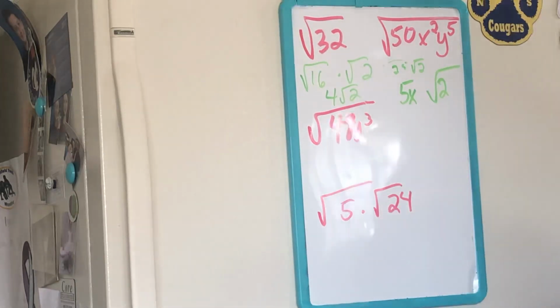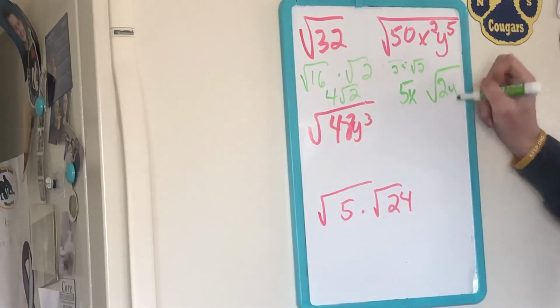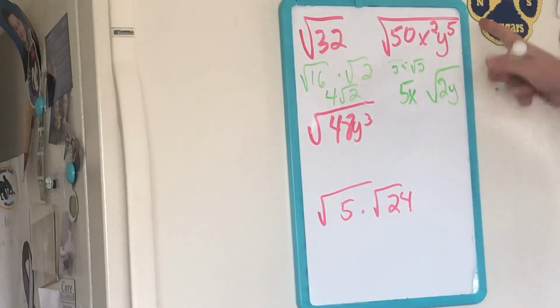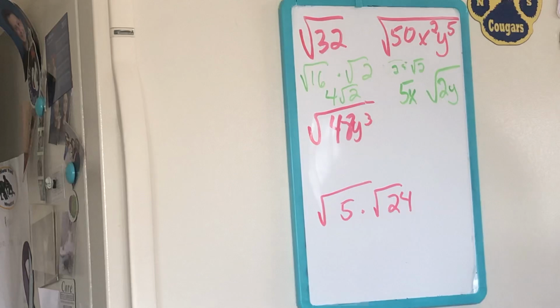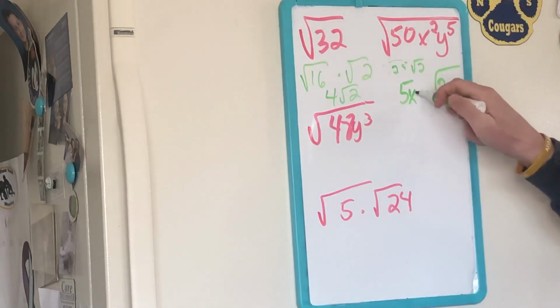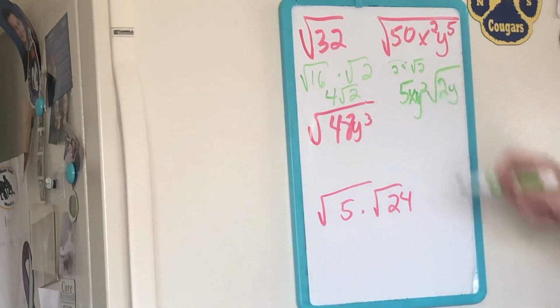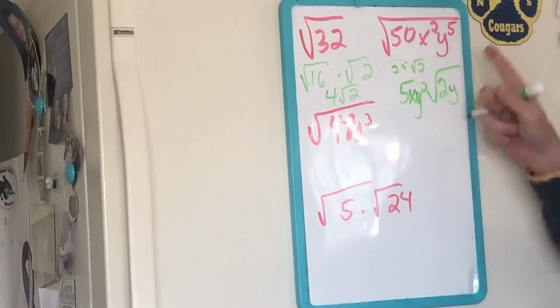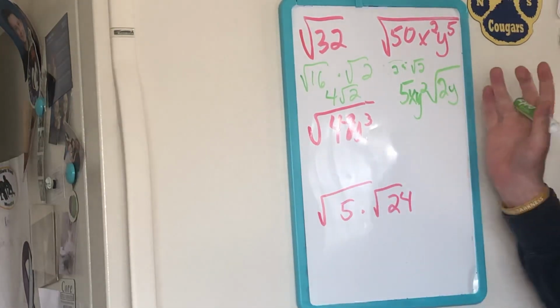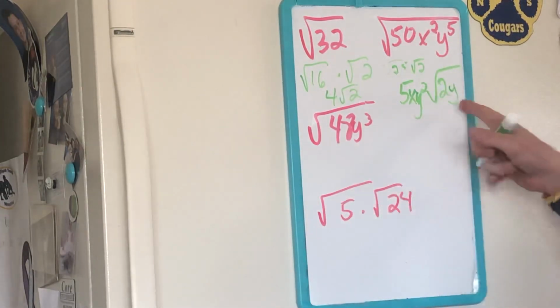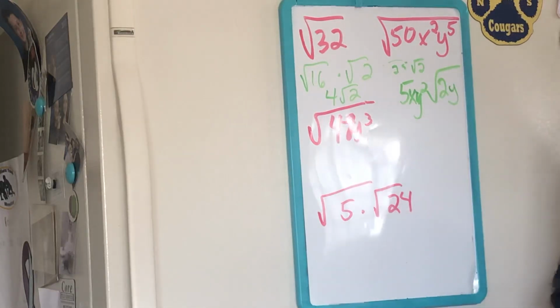But y to the 5th is odd. So we're going to leave 1 behind inside. And then that means we're left with y to the 4th. The square root of y to the 4th is y squared. So I have whatever I can take square roots of stays outside. Whatever I can't stays inside.